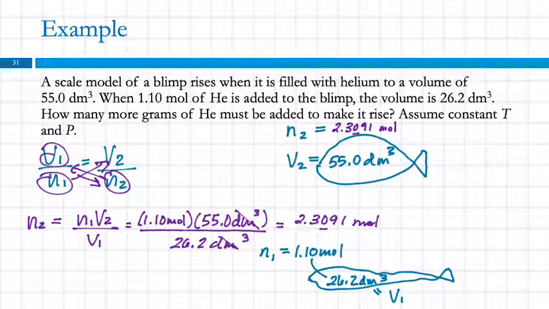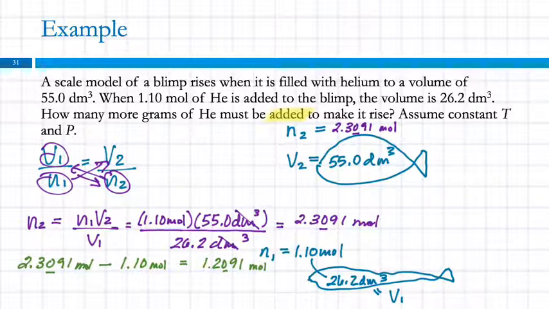So the question is, how much gas needs to be added? And not how many moles, it wants to know how many grams. So I had 1.1 moles and I need 2.3091 moles. So how many moles do I need to add? Well, the difference, right? Let's use green. So I need 2.3091. I'm not rounding yet. That's what I need to have, and I started out with 1.10 moles. So that tells me I need to add 1.2091 moles of gas, right? That's how much I need to add.